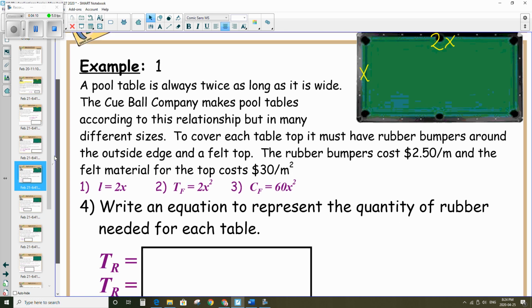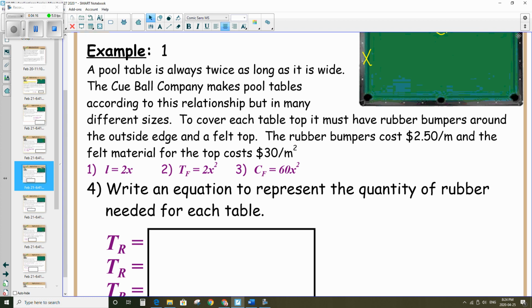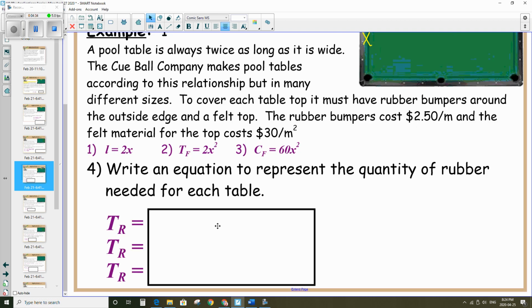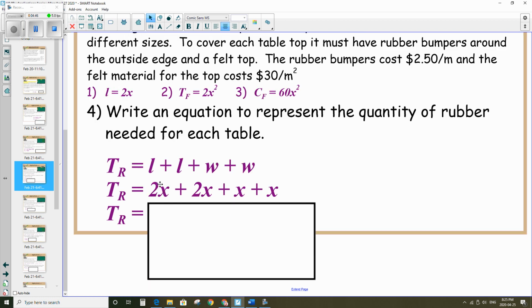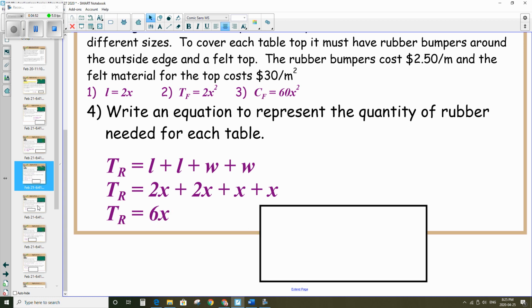Part 4, write an equation to represent the quantity of rubber needed for each table. The rubber is the part that goes along the outside. It's for the bumper, which would be represented by the perimeter. The perimeter of a rectangle would be the length plus the width plus the other length plus the other width. It's all those 4 sides added together. So 2 lengths plus 2 widths. Our length is 2x, so 2x plus 2x, and then width is x, so plus x plus x. Altogether we have 2, 4, 5, 6 x's, so 6x. We're adding them together.